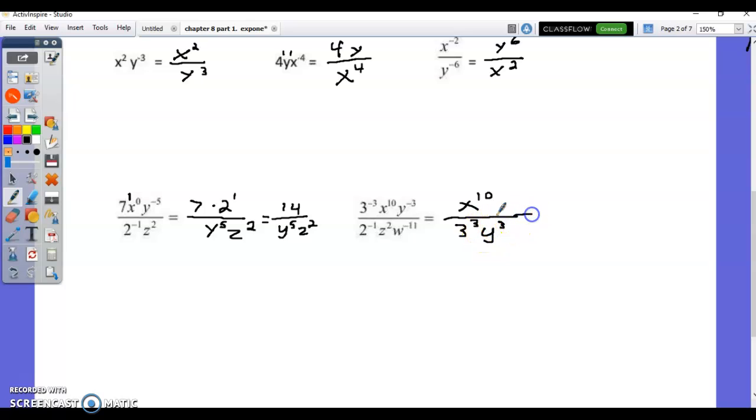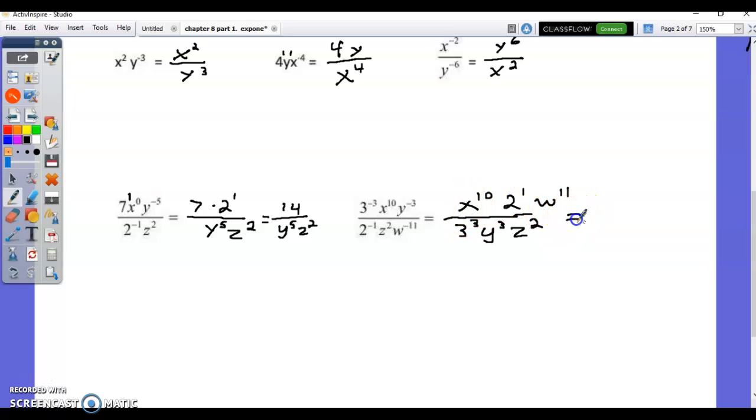All right, so now I'm going to go to the bottom numbers. 2 to the negative 1, it's negative, so I'm going to move it up to the top. So I have 2 to the first power. Z to the positive 2, it's already positive, so leave it where it is. And W to the negative 11, that's going to go to the top and become a positive 11.